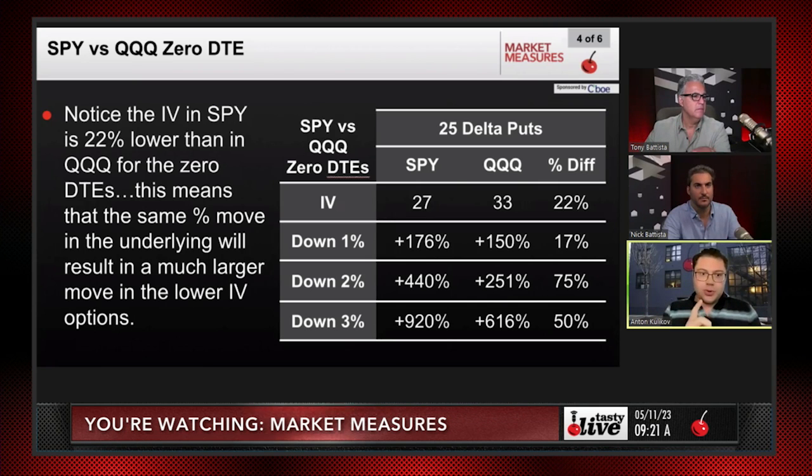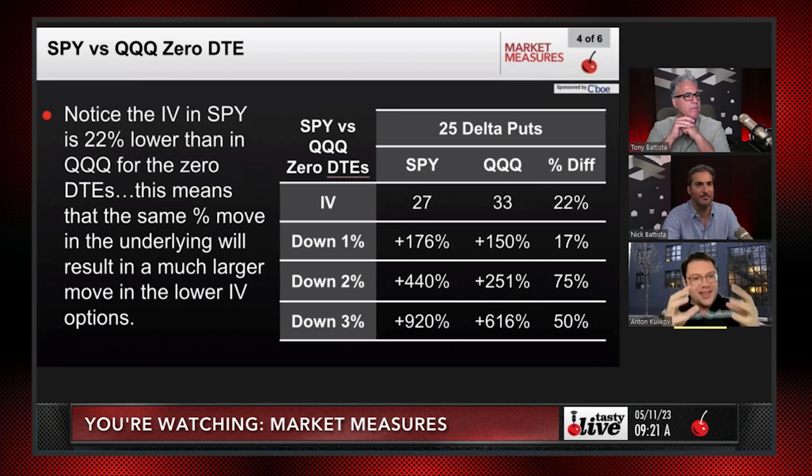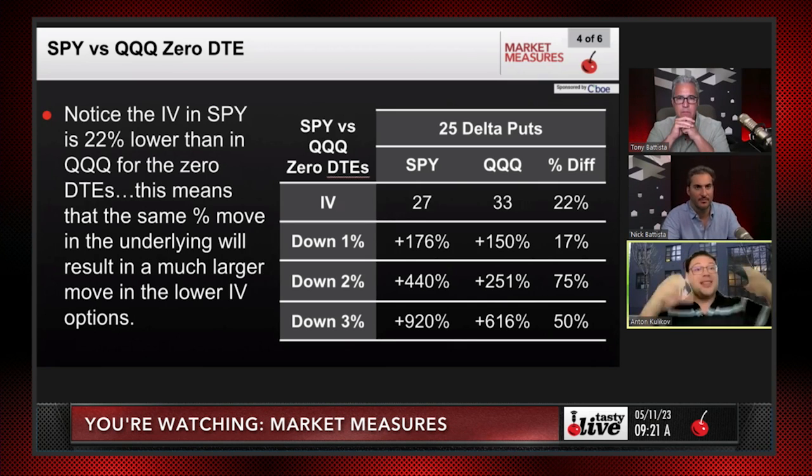Here's the really cool kicker that you don't really get unless you dig into this. What's the IV difference? About 22%, right? If you're down 1%, how much more do you make on the SPYs? About 17%. The expected move is about 1.5%. So at around 1.5%, you see basically the same: the IV cost premium is the same as the outperformance in the lower IV options.